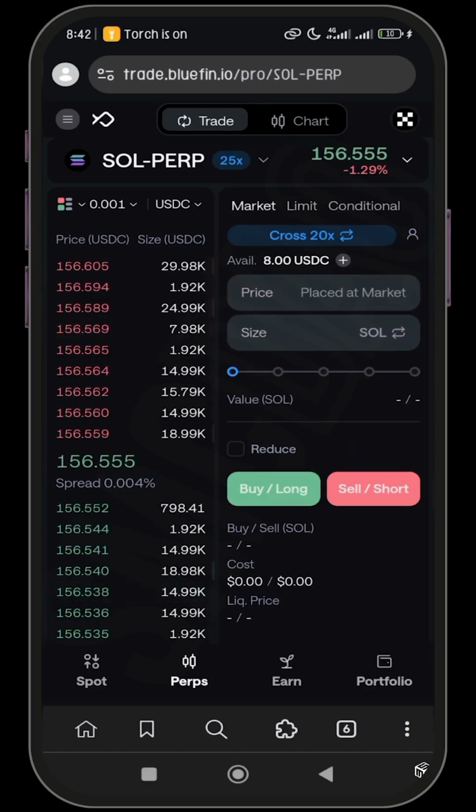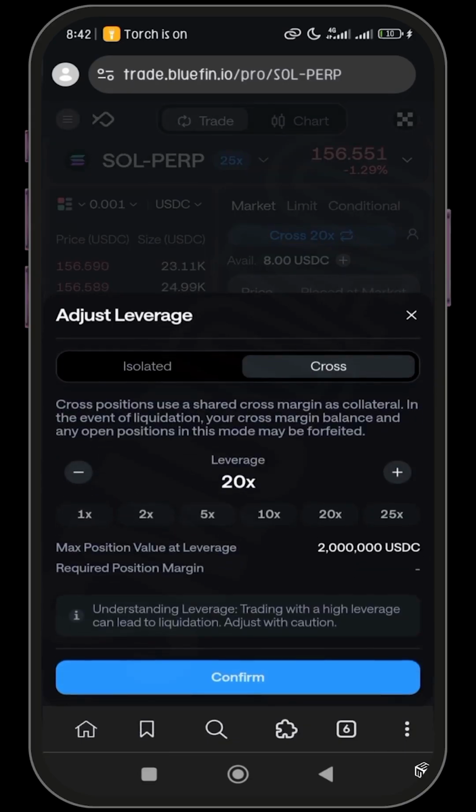Next is leverage. Leverage lets you control more money than you actually have. If you trade $100 at 5x, you can open a trade worth $500. It is simply collateral multiplied by leverage. Higher leverage is equal to higher risk, so always use a fair leverage for your trade. We'll be using 5x.